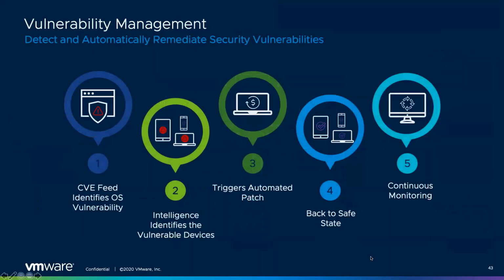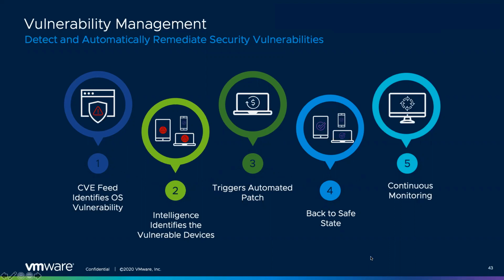And an example of what this might look like in terms of a vulnerability for a device is that we get the constant CVE feed into the intelligence platform. So we have constant up-to-date information about what the vulnerabilities are that exist out there. We scan every single device that checks into Workspace One, and we check it against that CVE feed. If we identify that a patch is required, we can automatically trigger an automated patch response, and we can patch that device back to a safe state. Once that device is patched back to a safe state, we can just continue monitoring.